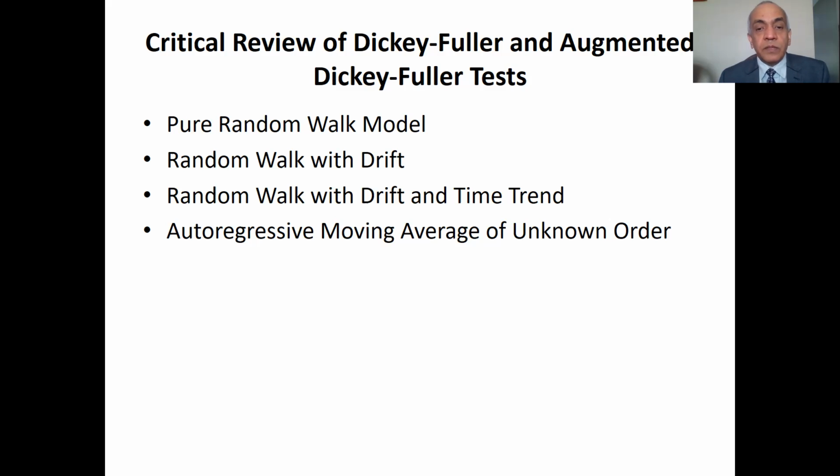And autoregressive moving average of unknown orders: in the regression analysis, they are regressing the same variable on its past observations, and how far back they would like to go, they did not know when they designed it. So they also developed a mechanism. In this case, all these things, pure random walk model, random walk with drift, and random walk with time trend, are combined, and that can be tested using statistical analysis.